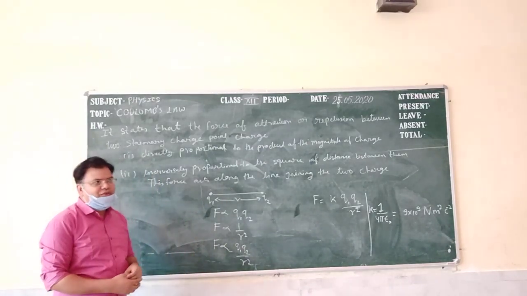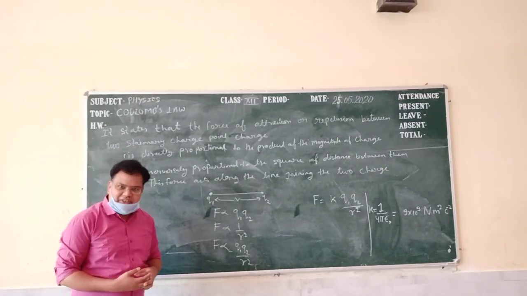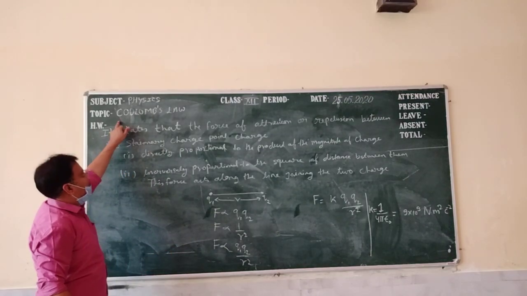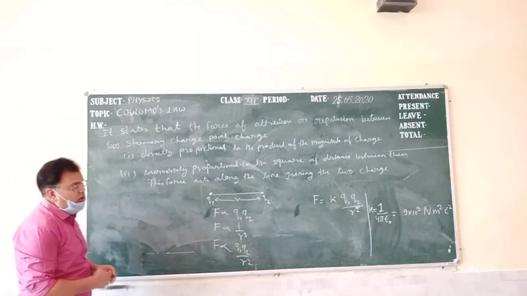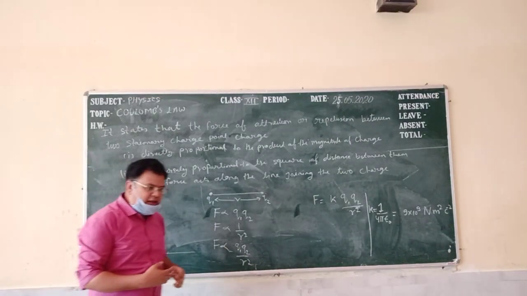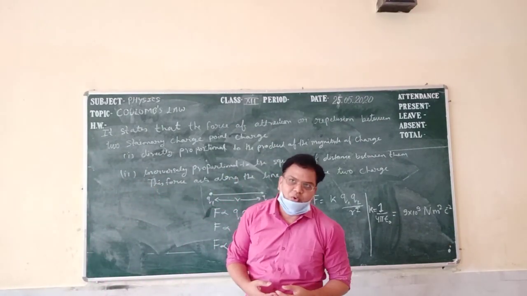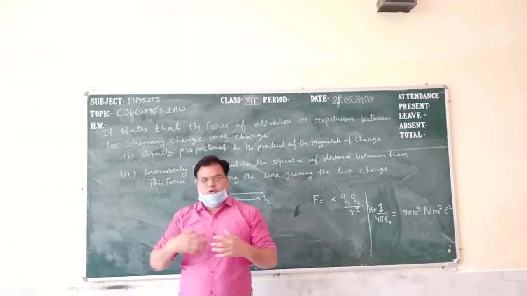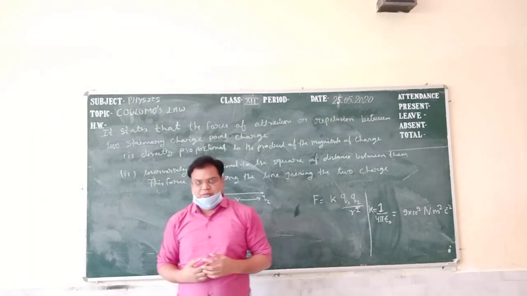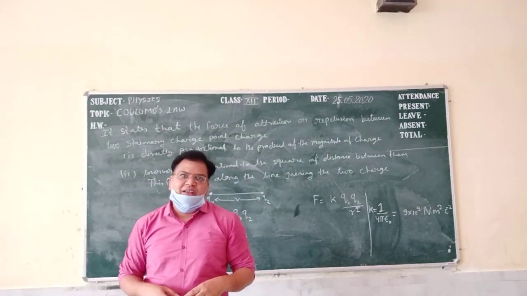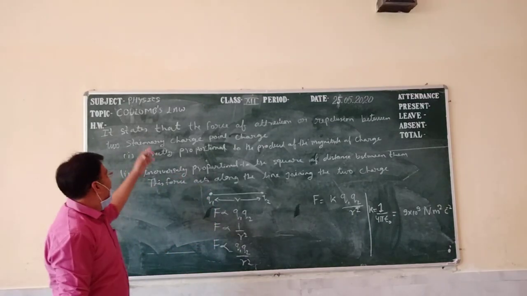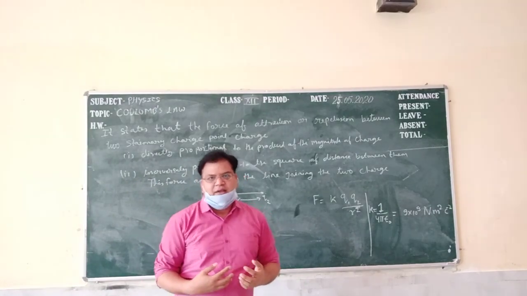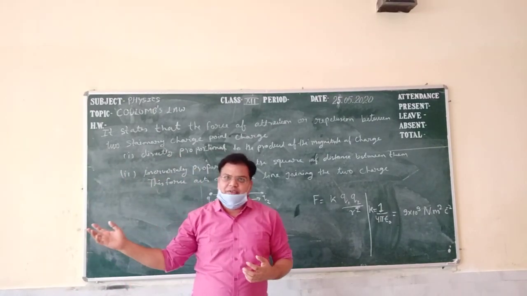In the previous class, we studied the property of charges. Today we are studying Coulomb's law. Students, in 11th class we studied the gravitational law, that is, F is directly proportional to the product of their masses and inversely proportional to the square of the distance between them. Here in 12th class, we study Coulomb's law, which is also an inverse square law, just like the gravitational law.